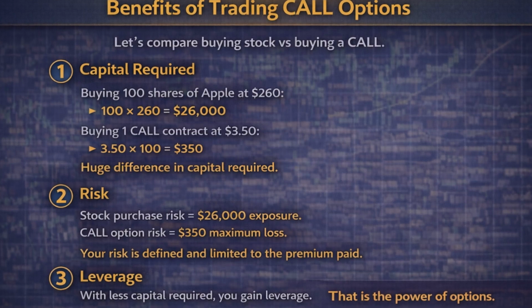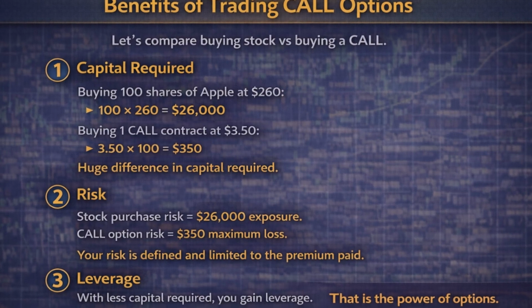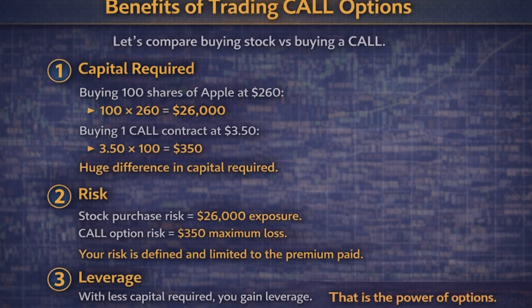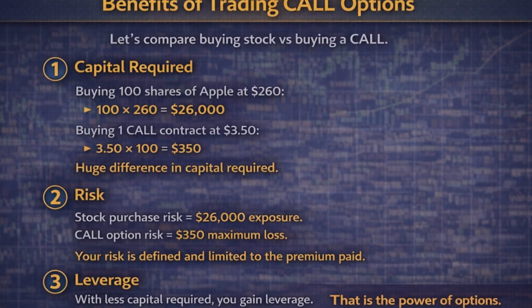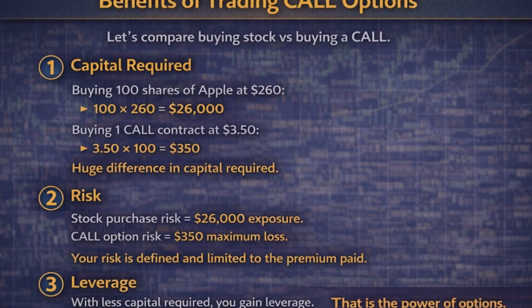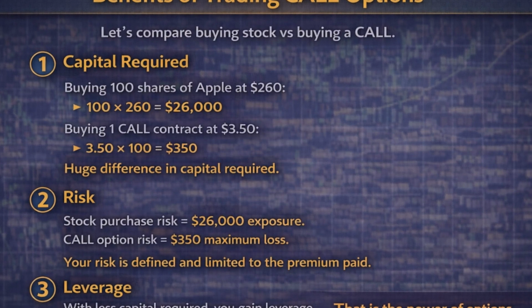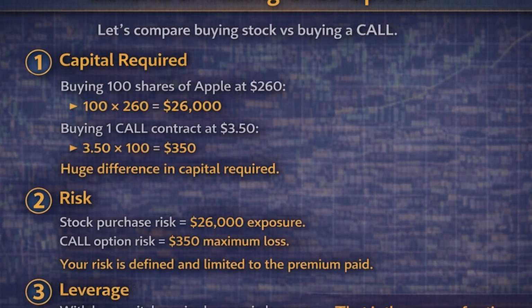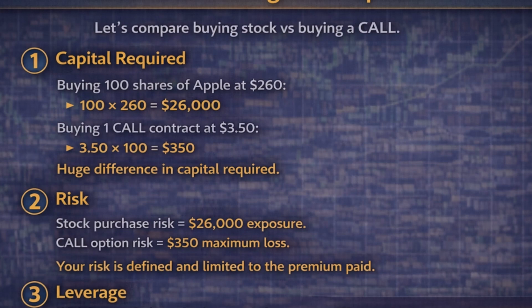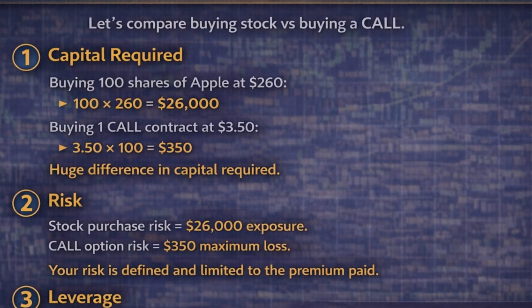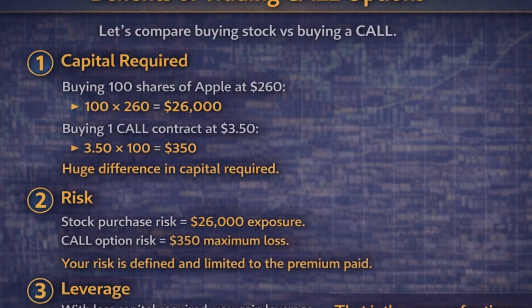Benefits of trading call options. Let's compare buying stock versus buying a call. 1. Capital required. Buying 100 shares of Apple at $260: 100 times $260 equals $26,000. Buying one call option contract at $3.50: $3.50 times 100 equals $350. Huge difference in capital required.